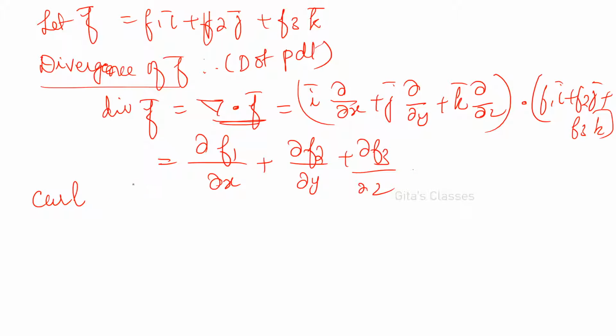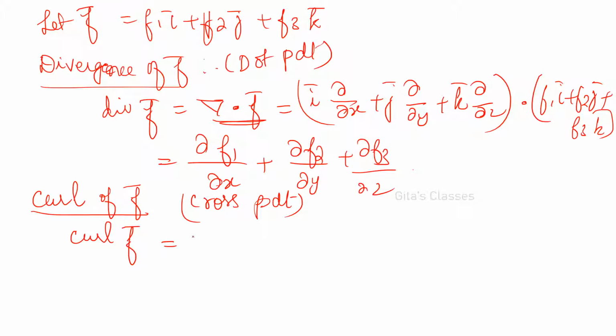When you take a cross product, it is called curl of f or curl f. Okay. So this is cross product. Please remember these things. When you are taking dot product, it is called divergence. When you are taking cross product, it is curl f, C-U-R-L, curl f. It is denoted by curl f, that is del cross f.